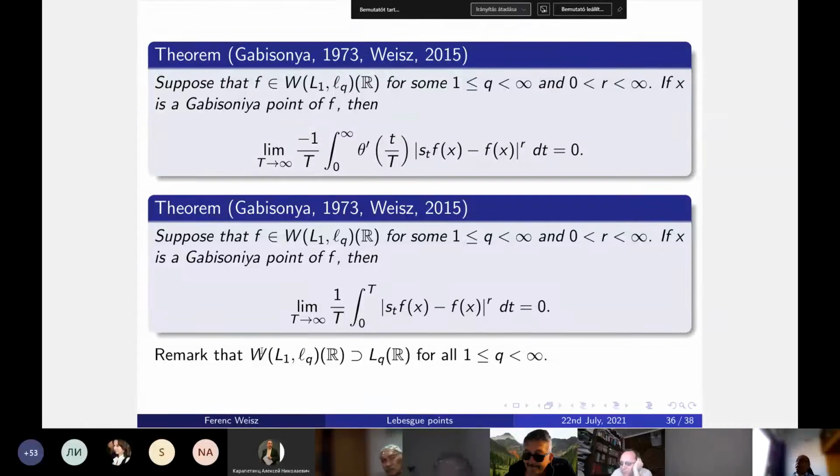Of course, the space WL1LQ is larger than the LQ spaces. Q is between 1 and infinity, so we get this result also for all LQ spaces, for the L1 space and also for other LQ spaces, q greater than or equal to 1 and smaller than infinity. Basically, this is my last theorem.